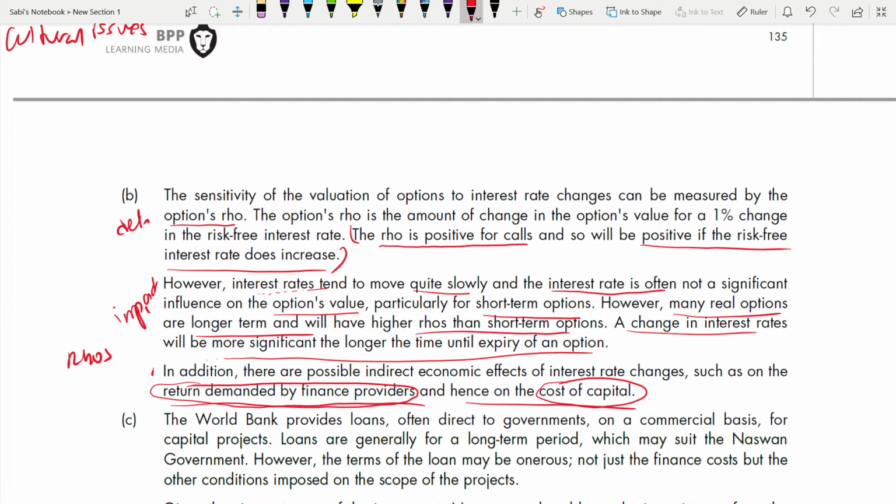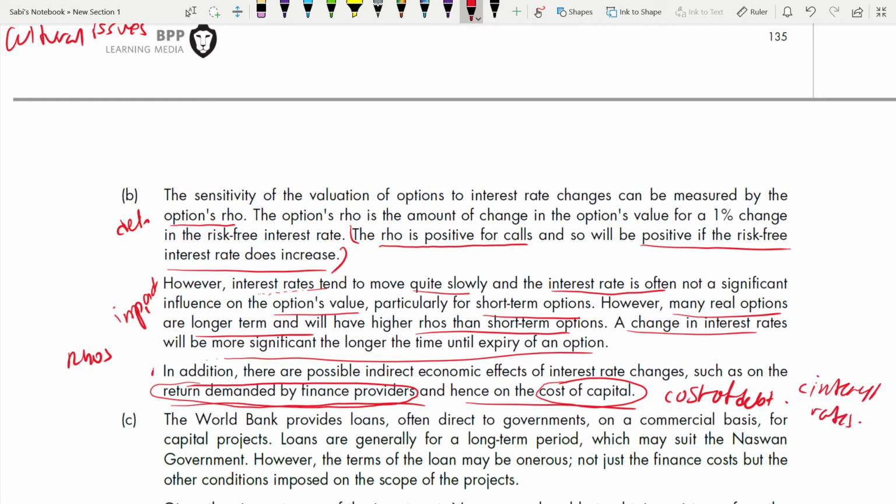right? So because of that, interest rate changes can have an impact on the return which is demanded by the finance providers, the ones if you're taking debt, right? And also cost of capital. Hence even cost of capital also. Why cost of capital? Why is it linked? Cost of capital has what? Cost of capital is made up of cost of equity and cost of debt. Cost of debt is only the return demanded by finance providers. Cost of debt means interest rate changes play a big role here.